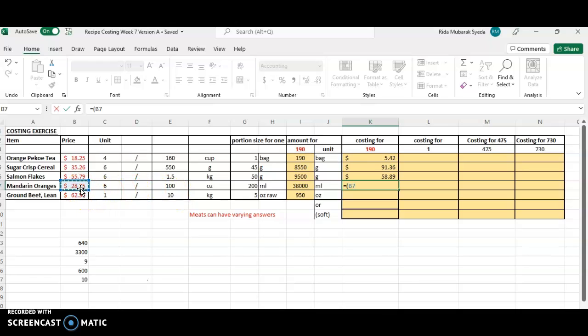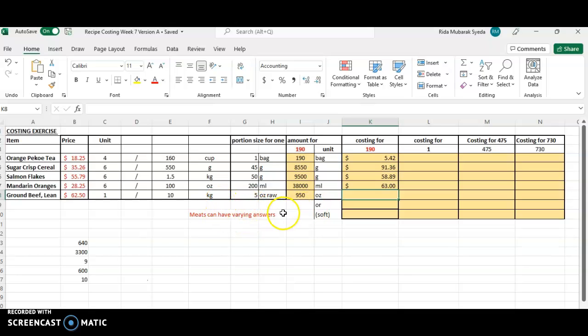So it would be price divided by 600 ounces, close brackets, multiplied by 133.8.028169, close brackets, and enter, and I get $63 as well. Alright, next up we have meat.